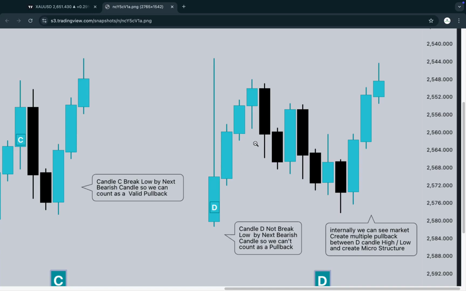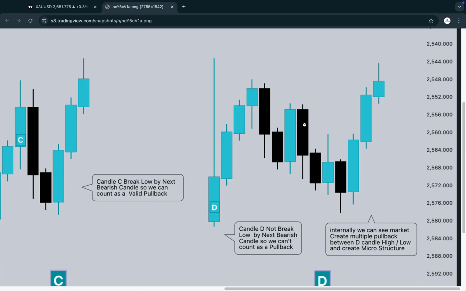So in this case, you have to focus on the internal structure, or you can say the micro structure. If the market creates any kind of pullback in a micro structure, we can consider this a micro structure. And if you would like to buy or sell based on the micro structure, of course you can, which I will cover in the next upcoming chapter. So this was a few examples where I'm explaining all about pullback identification in a bullish market.